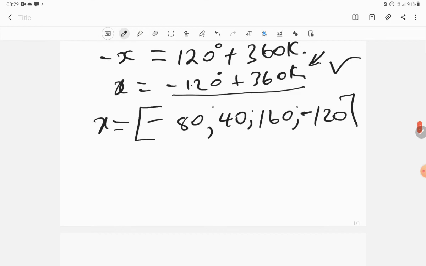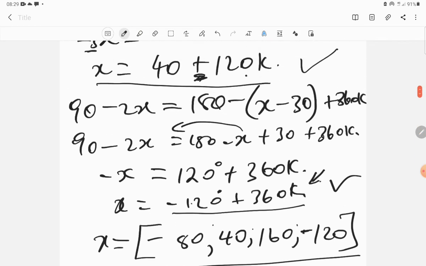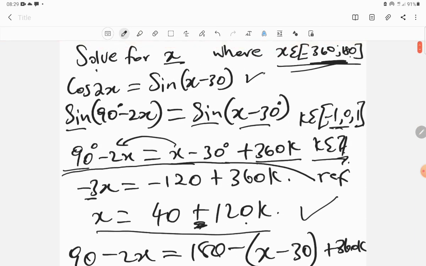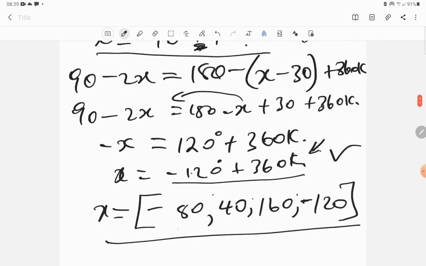So I think these are the solutions for that general solution, that equation. So if you are to insert these values into that, the left hand side will definitely be equal to the right hand side.